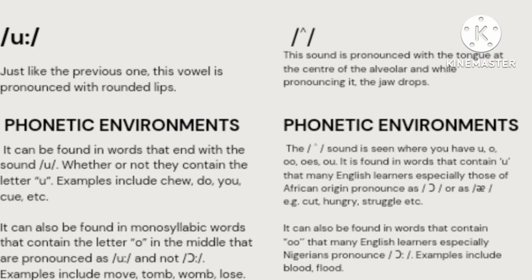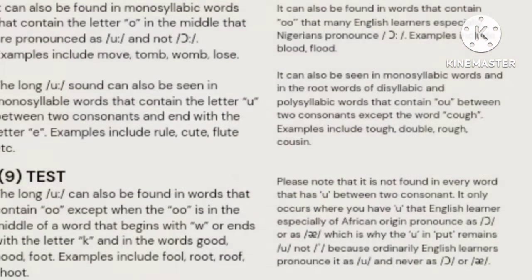It can also be found in words that contain OO that many English learners, especially Nigerians, pronounce as O. Examples include blood, flood. It can also be found in monosyllabic words and in the root words of disyllabic words and polysyllabic words that contain OU between two consonants, except the word cough. Examples include tough, double, rough, cousin.